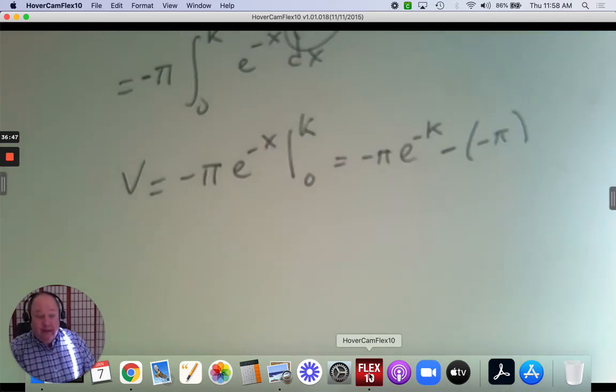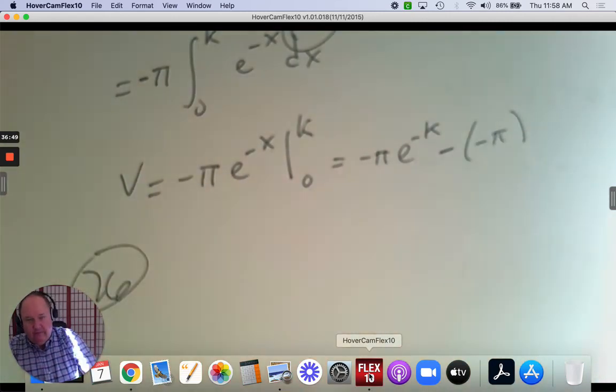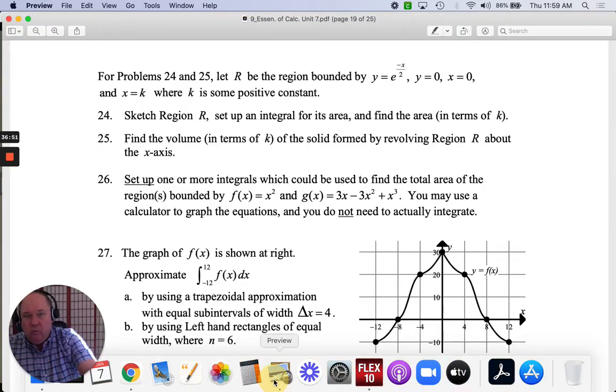26. I said these are high-level questions. Don't give up. Set up one or more integrals which could be used to find the area, a totally different question, 26. Bounded by f of x equals x squared, and g of x equals, I'm going to rearrange this, x cubed subtract 3x squared plus 3x. You may use a calculator to graph the equations. Well, thank you.